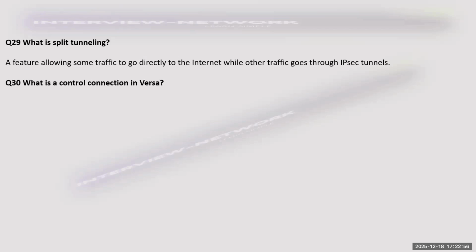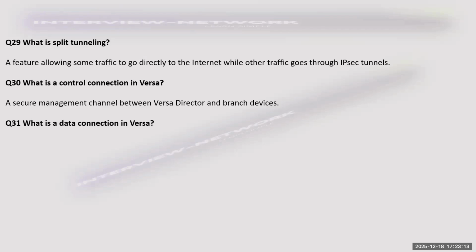What is control connection in Versa? A secure management channel between Versa Director and branch devices. So as we know, Versa Director is your management plane, and when there's a direct communication between the Versa Director and your branch devices, that is called the control connection.